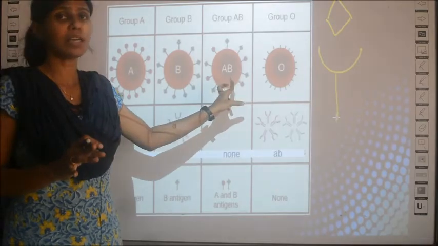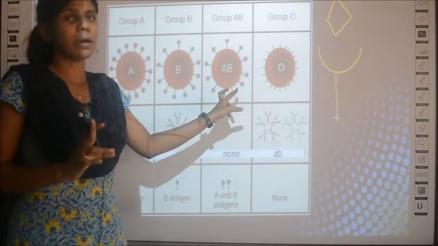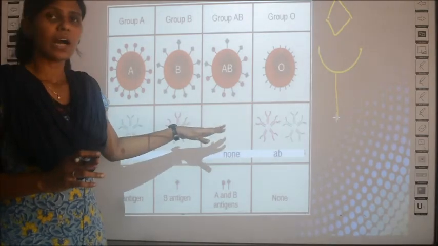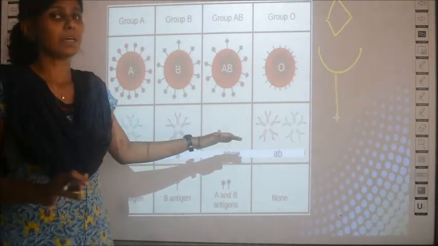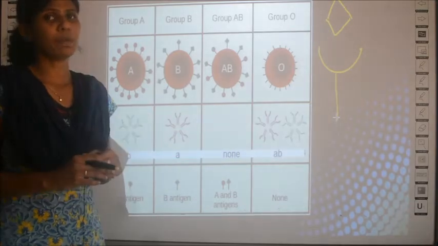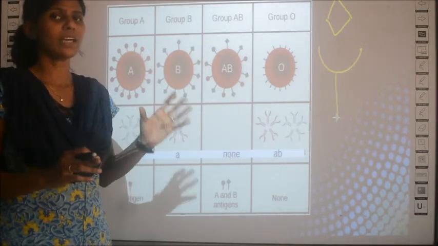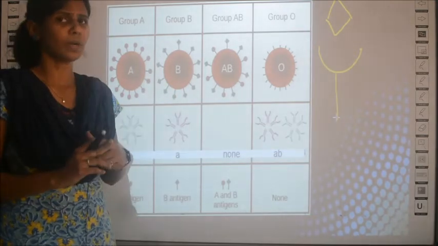There will be a lock and key method, and it will go and bind, and there will be a blood clot. But there is no antibody at all in the plasma of AB blood group people, so there is no chance for blood clotting. That is why the blood is a fluid for AB blood group people.